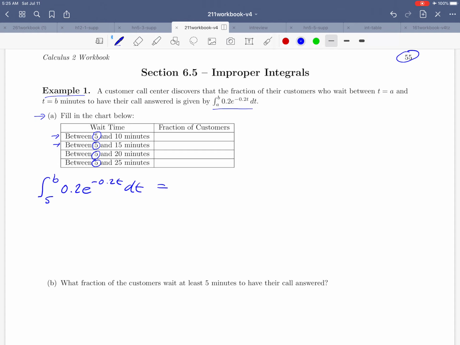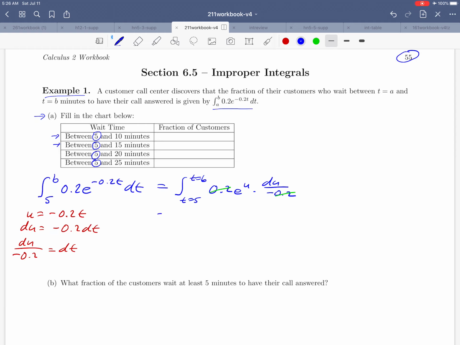Okay, well, what kind of an integral is this? You might notice that we can do this integral using a u substitution. If we let u be minus 0.2t, then du, the derivative, is going to be minus 0.2 times dt. Go ahead and solve for the dt. And if we fill in the pieces here, let's see where this leads us. So we've got a 0.2 and e to the u, and then the dt is du over minus 0.2. We get a little bit of nice cancellation here, so the minus 0.2's go away.